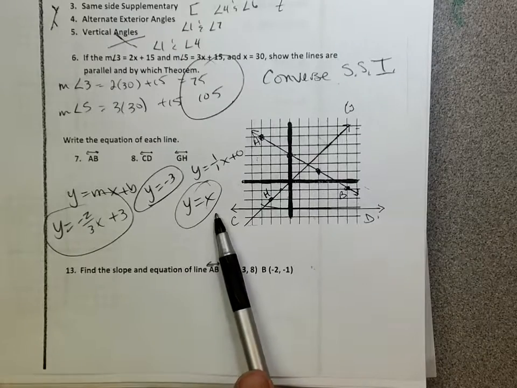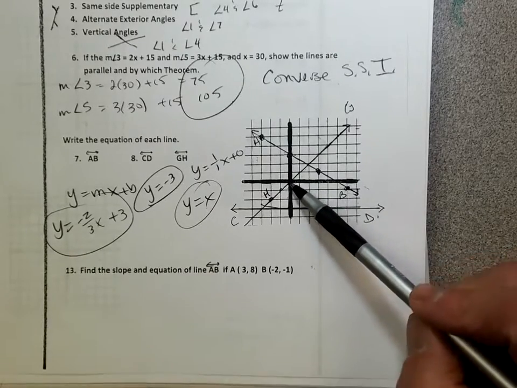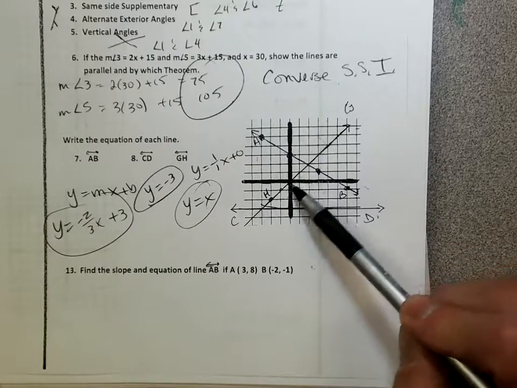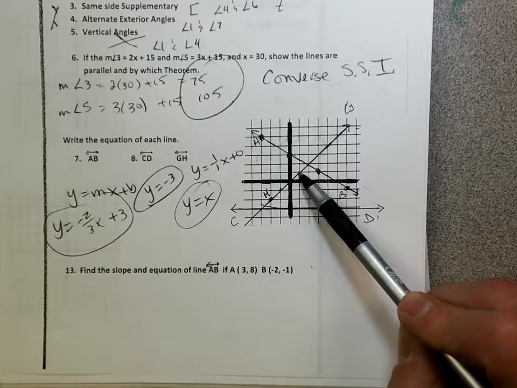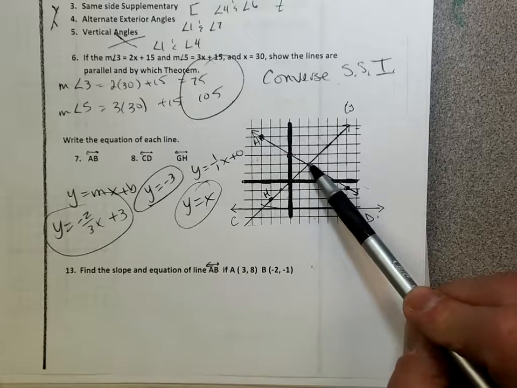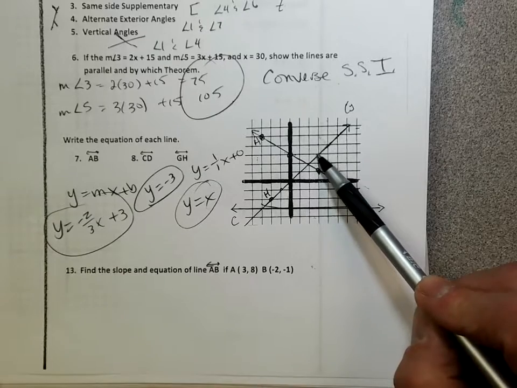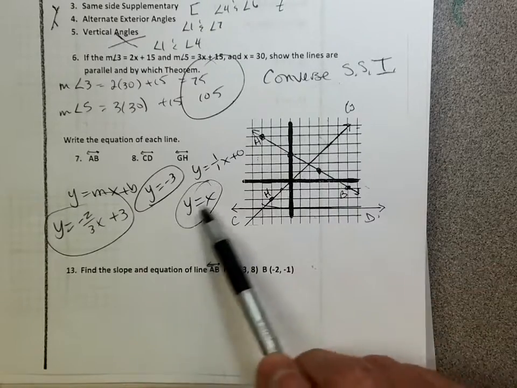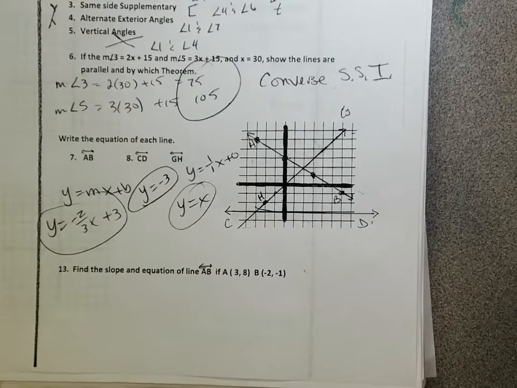Y equals x. Okay, just think about this. What's the coordinate of this point? What's the coordinate of this point? What's the coordinate of this point? What's the coordinate of this point? What's this one? Isn't y equal to x all along that line? And that's why it works.